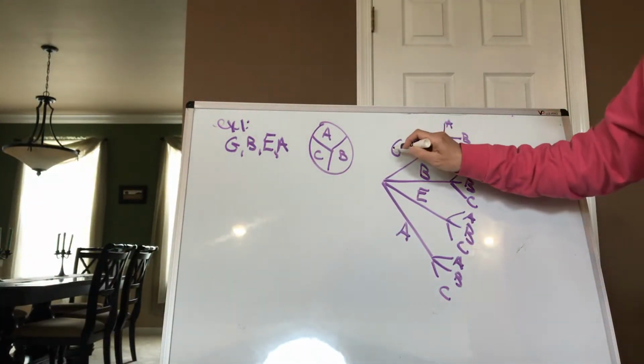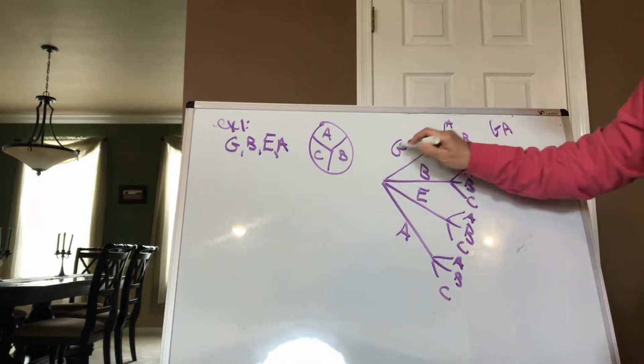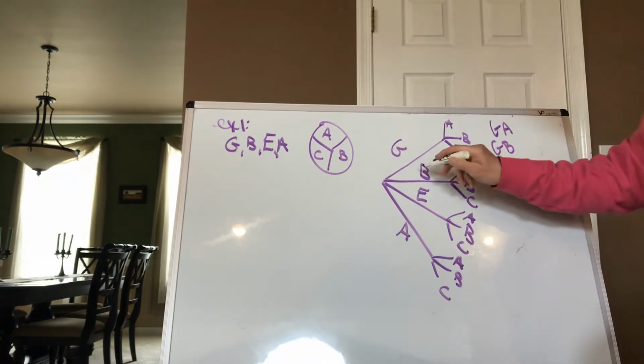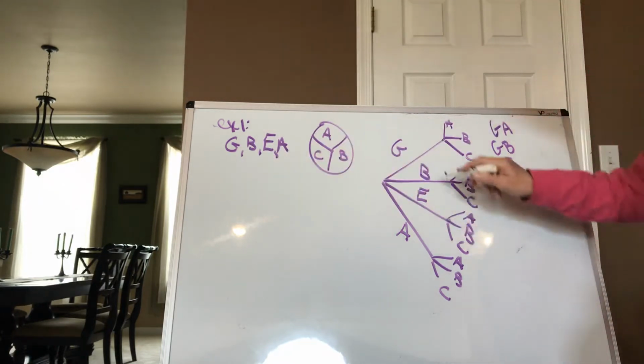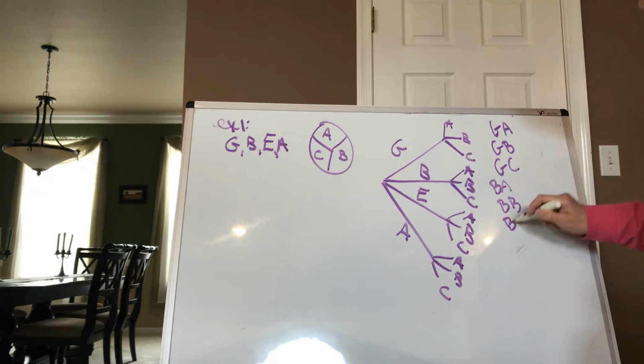The first, I could pick a G and then get an A. The second, I could pick a G and then get a B. I could pick a G and then get a C. I could now pick a B from the tile and spin an A, so B, A. I could pick a B and spin a B. I could pick a B and spin a C.